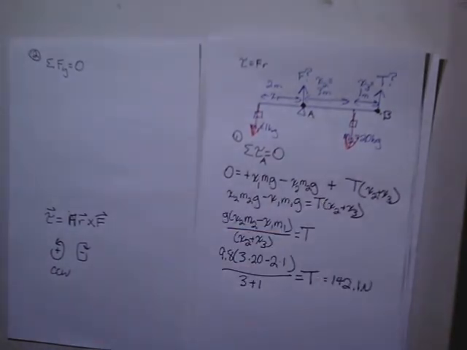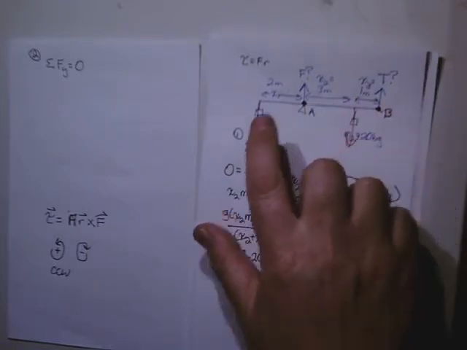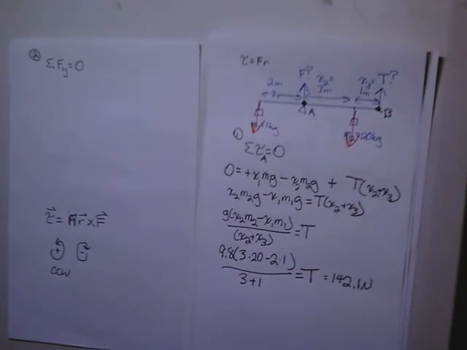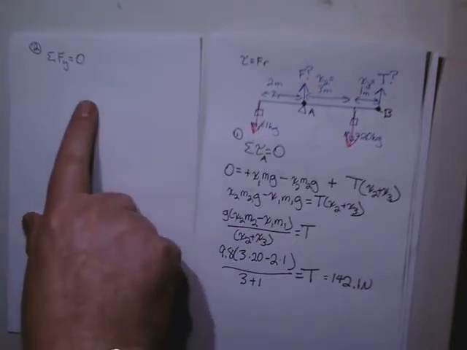Now you could sum the torques around the other point just to get F. Sum the torques around B to get F. But that, in my opinion, is a waste of time because you've got your friend translational equilibrium just sitting there waiting. So what I would do is this.